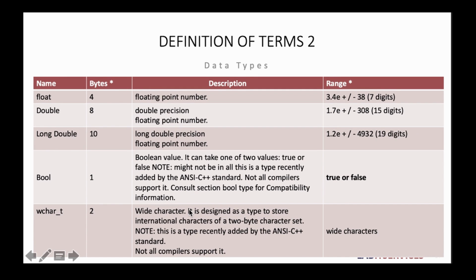We also have float and long double. We have double, long double. It's just a double but with extended bytes. Bool is just one byte, which takes true or false. These are the range of values that you can have. And then wchar_t, wide character. It's designed as a type to store international characters of a 2-byte character set. I'll show you how to use it. We can even use it to tell you the position of the character.